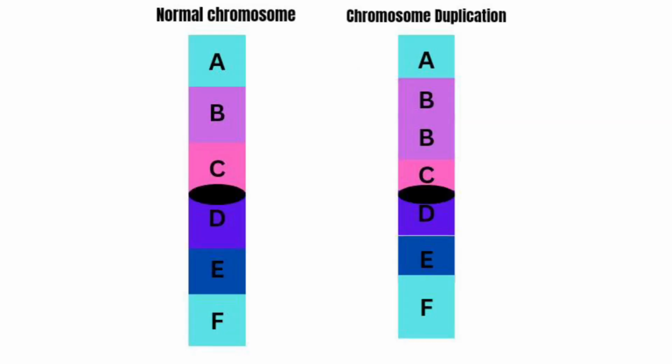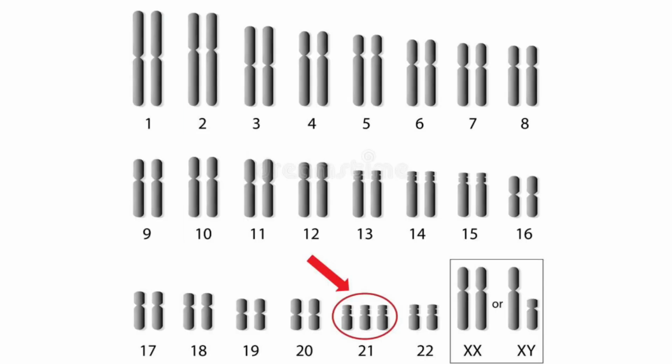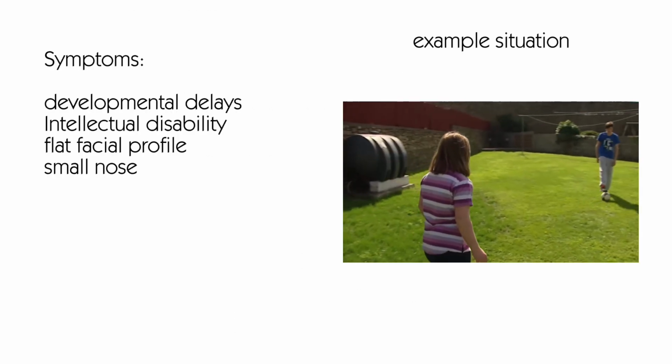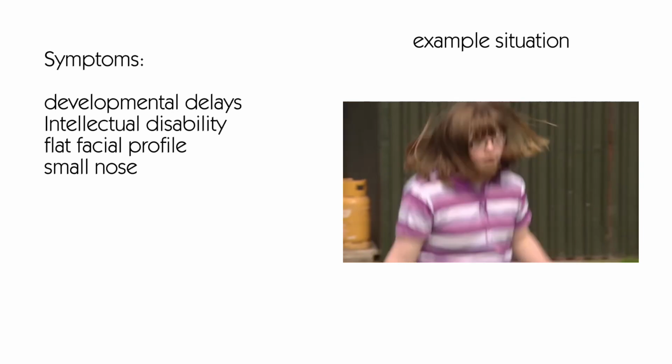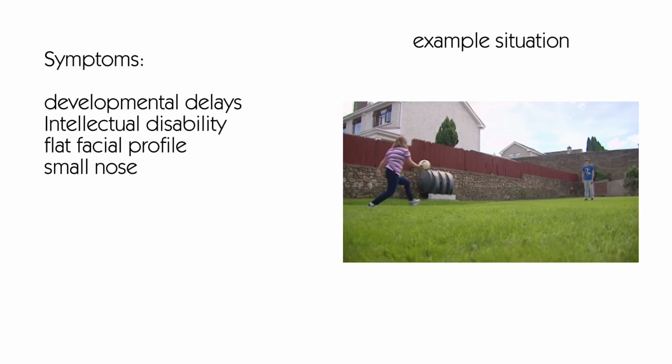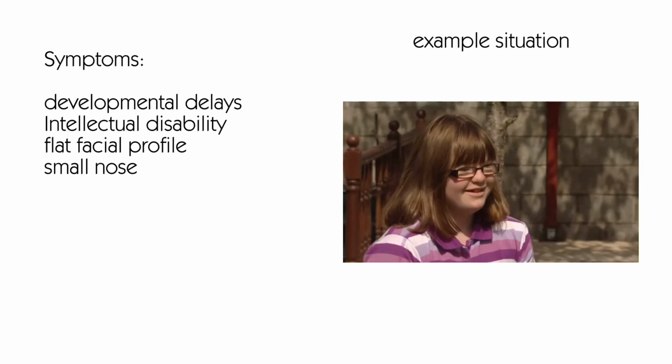Next, we have a duplication of the segment. As you can see, segment B is repeated. An example of this is Down syndrome, where an extra copy of chromosome 21 is added. Symptoms of this are developmental delays, intellectual disability, and distinctive features such as a flat facial profile and a small nose.